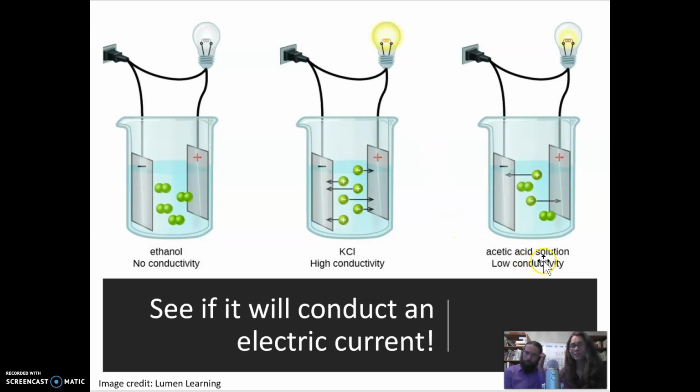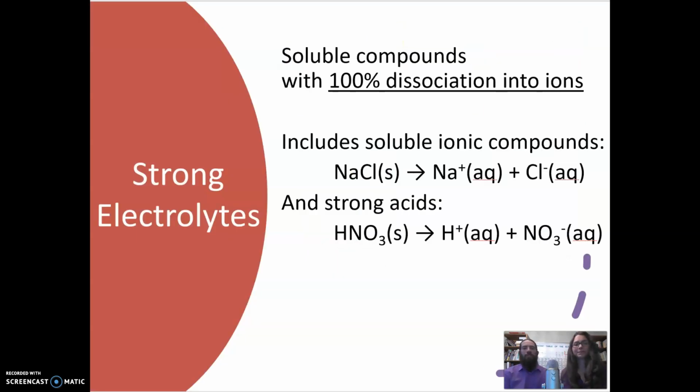And we also have acetic acid here as an example, and this acetic acid is just kind of dimly lighting that light bulb, and we're going to come back to that and try to understand why that is. So if it conducts electric current, then we do have at least some ions in that solution. I remember from the previous lecture that all acids are soluble, so that acetic acid is soluble in water, but apparently it doesn't form a whole lot of ions.